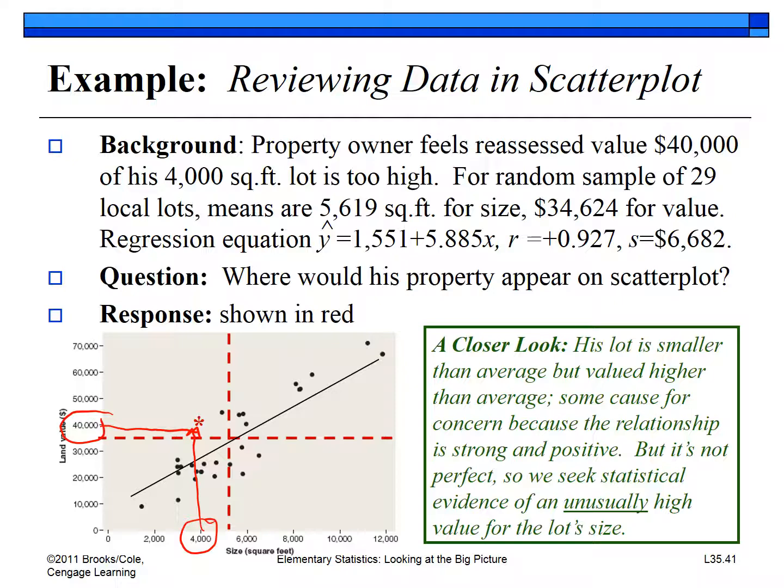Now notice that the 4,000, the size of the property, is below average, but the value of $40,000 is above average. That's pretty unusual because we had a positive R value and a big positive R value. That means we're not going to see many points on the plot with those properties: below average X, but above average Y.